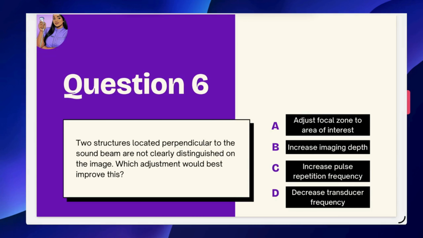All right, so this question says two structures located perpendicular to the sound beam are not clearly distinguished on the image. Which adjustment would best improve this? Remember, look at those keywords, okay? All right, I'm seeing A. Anybody else want to answer? If we're talking about two structures located perpendicular to the sound beam. All right, I got another A.